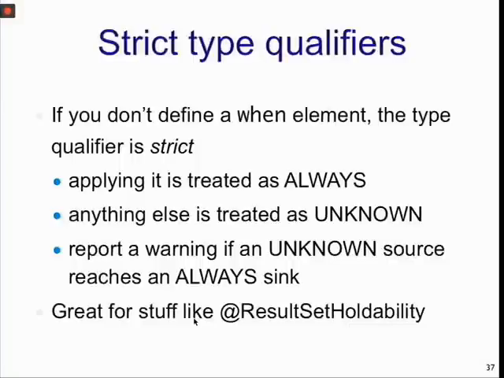In that case, if it's strict, if you haven't defined a win attribute, then if we see an unknown source flowing to an always sink, we'll generate a warning. So for these enum constants, if you've got a method parameter annotated foobar, and foobar is a strict qualifier, then the only thing you can pass to it is something that's been labeled foobar.